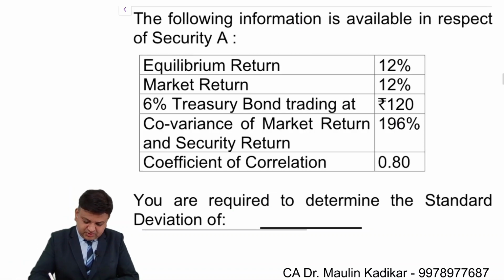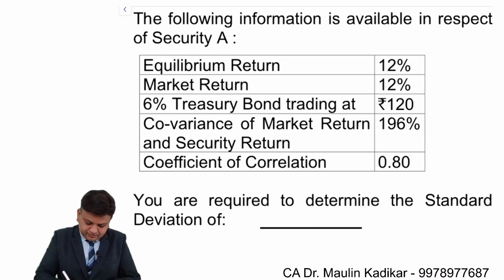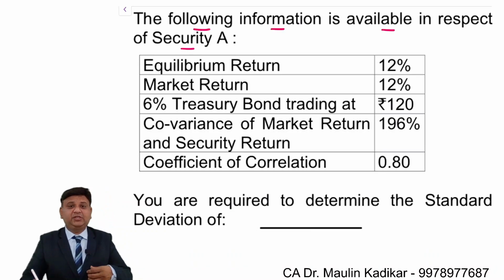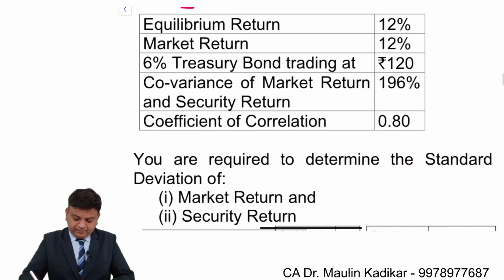Let us see the next question. The following information is available in respect of security A. Equilibrium return is 12 percent. Return on the market portfolio is again 12 percent.